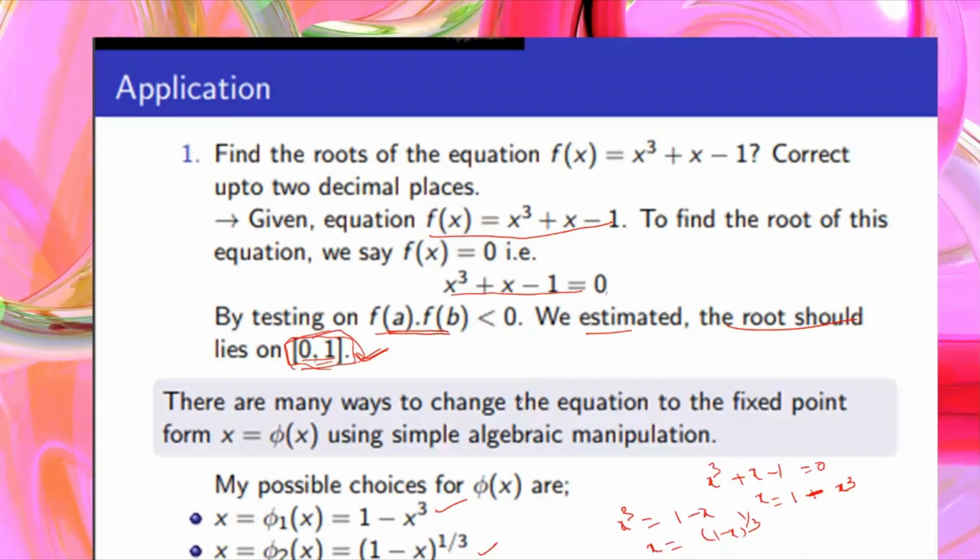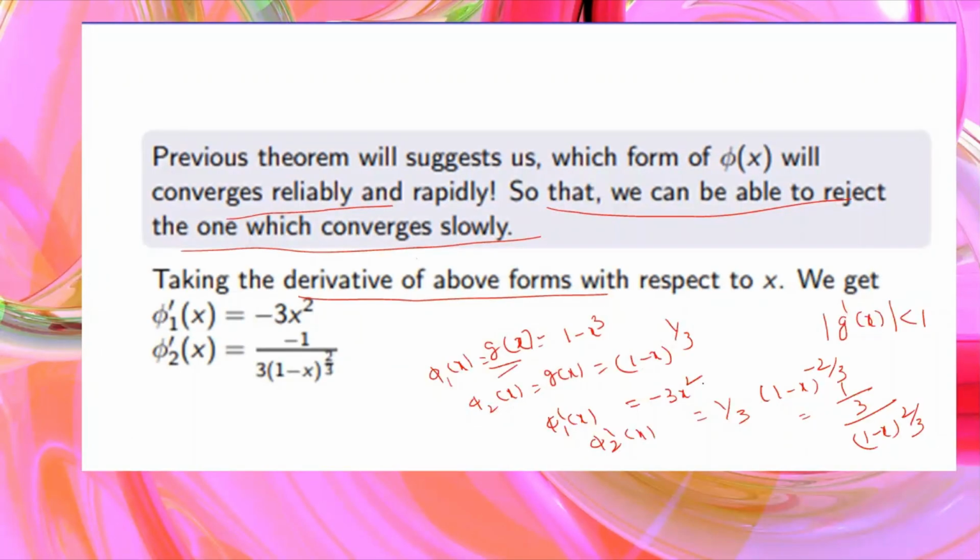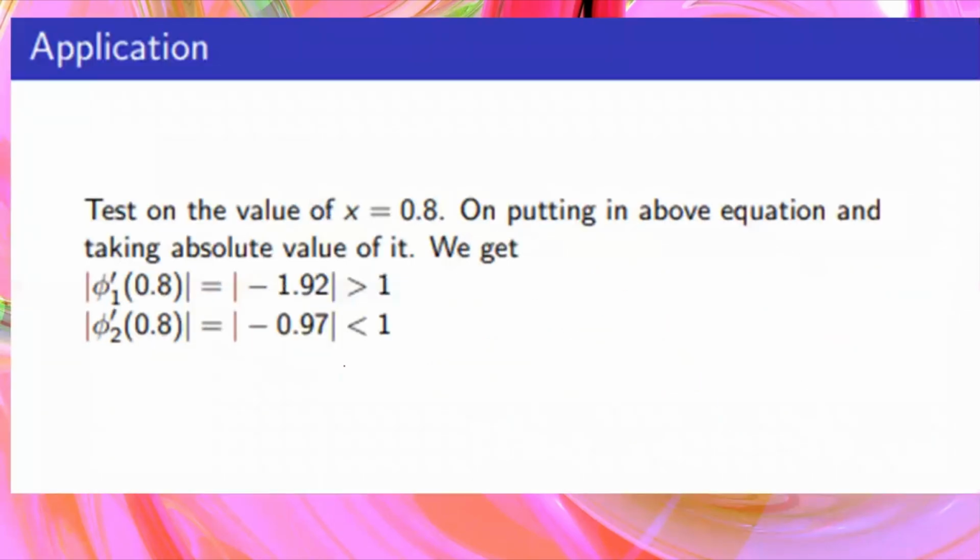Phi 2 dash of x is, n into x power n minus 1, 1 by 3 into 1 minus x whole to the power of 2 by 3. So you have two choices. By substituting x is equal to 0.8, in the first one we are getting greater than 1, in the second one we are getting less than 1. That means which function do you have to choose? Phi 2 of x. So reject phi 1 of x and choose phi 2 of x.